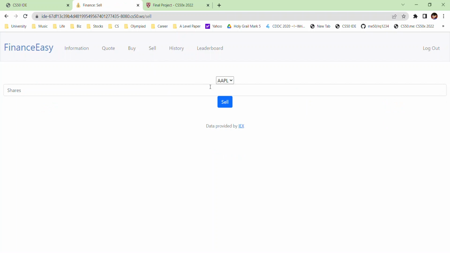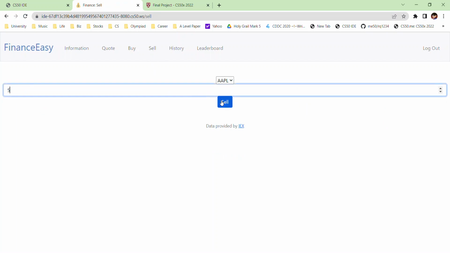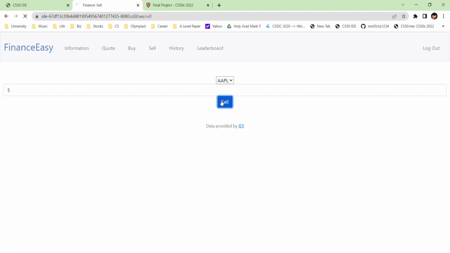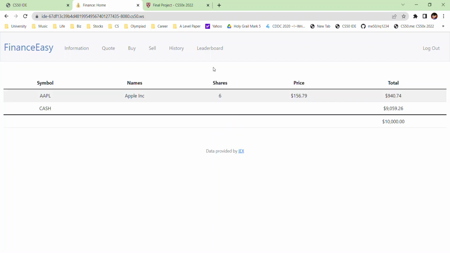And let's assume that for sell, we would like to sell. For sell, we can only sell the shares of companies that we're currently holding, which is Apple. Let's assume that we sell 5 shares of Apple, so we have 6 shares of Apple left.